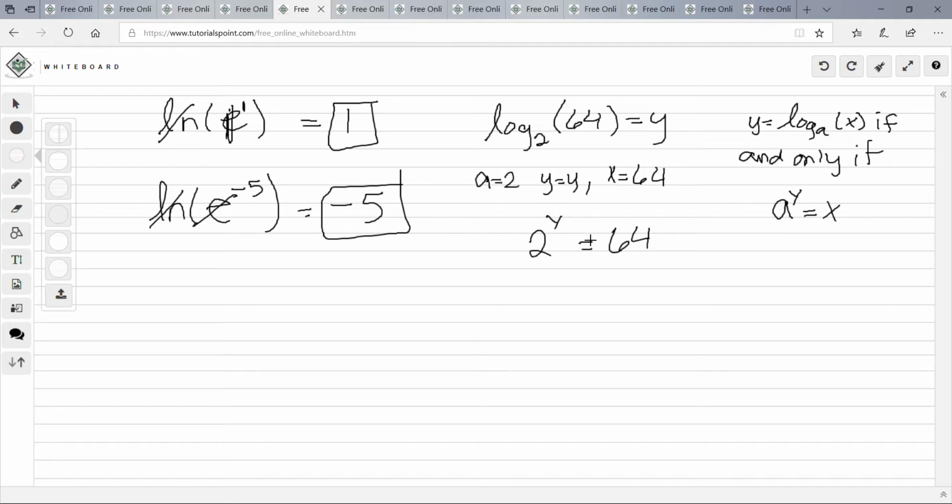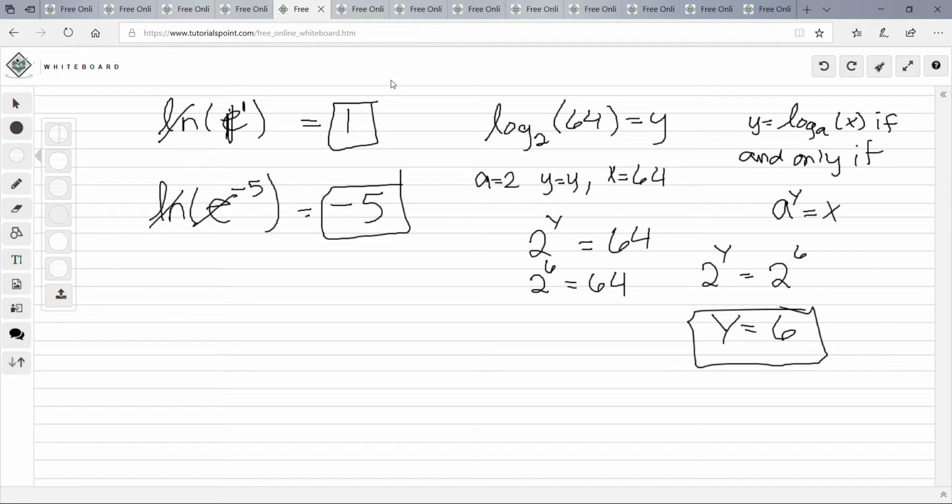Some people can just say it in their head: 2 to the what power gives you 64? They'll say, oh, that's 6, because 2 to the 6 equals 64. Some people will try to put everything in the same base, which is okay. We can rewrite 64 as 2 to the 6. When you have the same base, you just ignore it and drop down the exponent. So y equals 6. Either way you want, you could get the same base, or sometimes just do it in your head. You get the same answer.